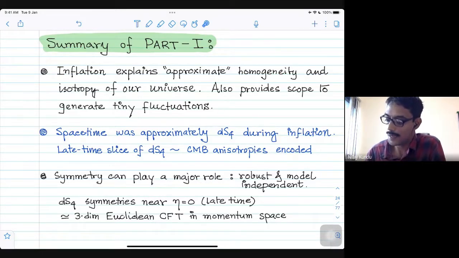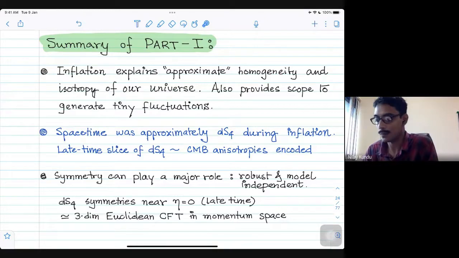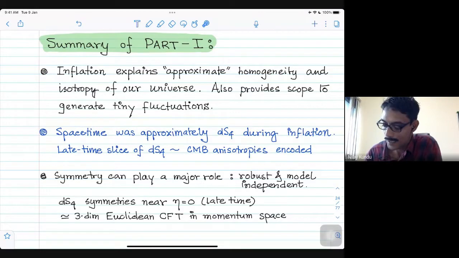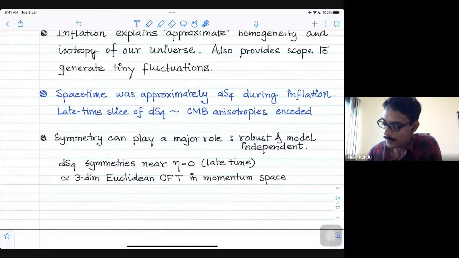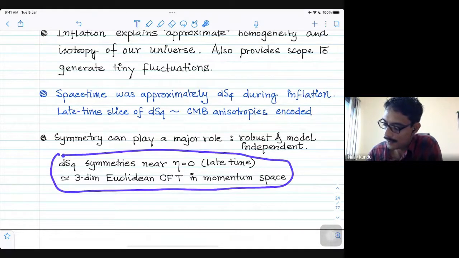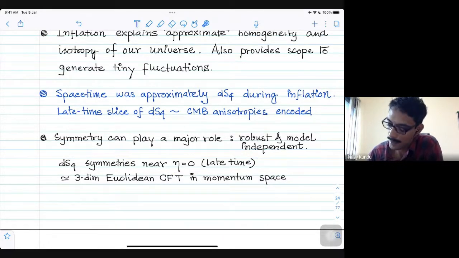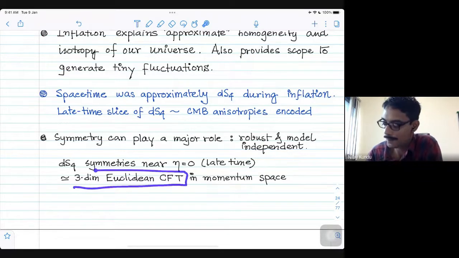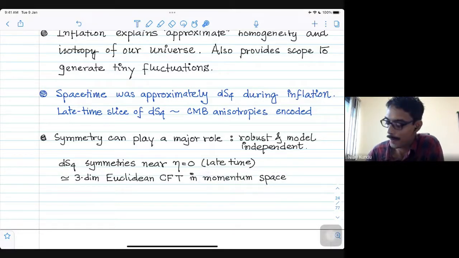any analysis based on symmetry is definitely robust and model independent. So we can predict some form of the cosmological correlators that is obeyed by this symmetry, and we don't need to rely on a model. That happens to be the theme of this kind of work. We have also understood that the de Sitter symmetries near the eta equals 0 slice, or the late time slice, happen to be the same as the symmetries of a three-dimensional Euclidean CFT, and we have decided that using the homogeneity of the spatial slices, it would be better to analyze things in momentum space.